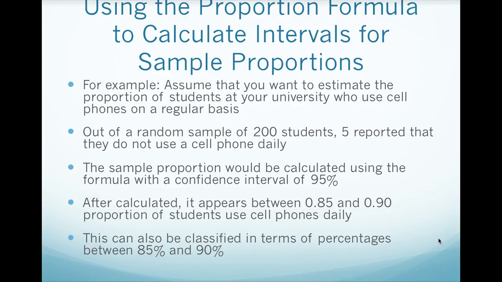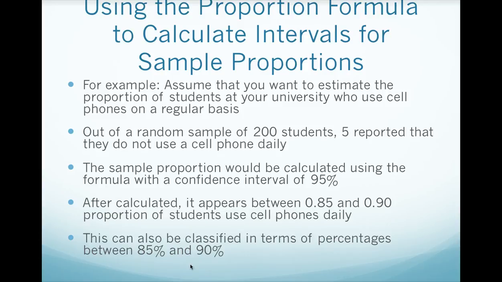Using the proportion formula to calculate intervals for sample proportions, we can use an example. For example, assume that you want to estimate the proportion of students at your university who use cell phones on a regular basis. Out of a random sample of 200 students, 5 reported that they do not use a cell phone daily. The sample proportion would be calculated using the formula with a confidence interval of 95%.